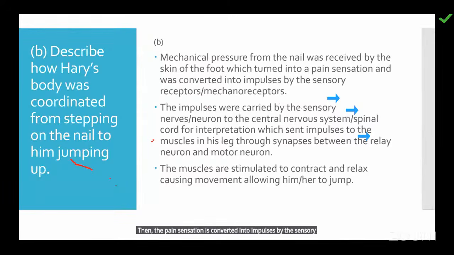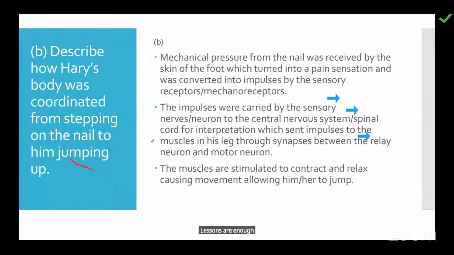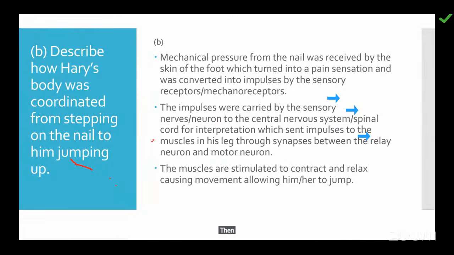Now the impulses are carried by the sensory neuron or the sensory nerve to the central nervous system or the spinal cord. Now the reason why I started with the central nervous system, just in case you are not sure whether the impulses are going to the spinal cord or to the brain, then maybe to avoid committing an error, you can go with central nervous system. But if you know that they go here, you can now go with either the brain or the spinal cord.